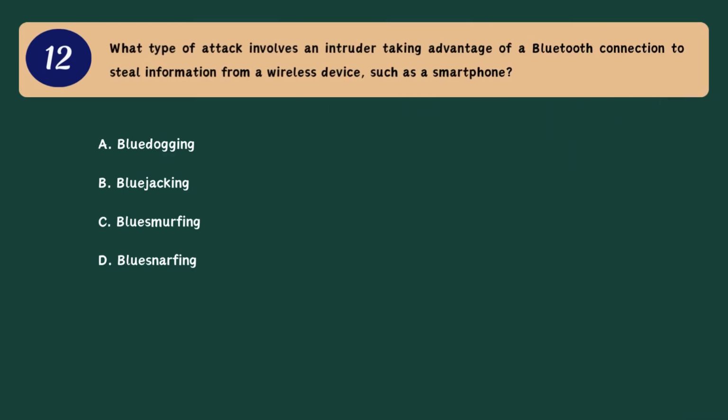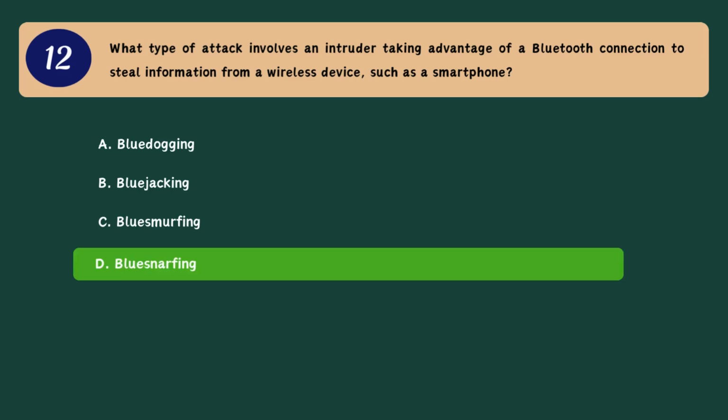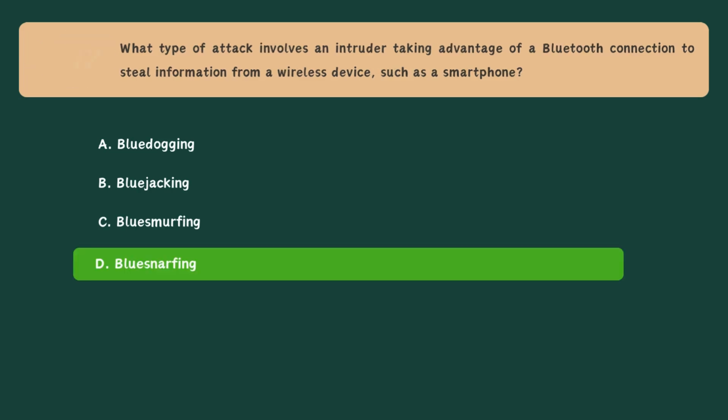Question 12. What type of attack involves an intruder taking advantage of a Bluetooth connection to steal information from a wireless device, such as a smartphone? A. Blue dogging. B. Blue jacking. C. Blue smurfing. D. Blue snarfing. Correct answer. D. Blue snarfing.